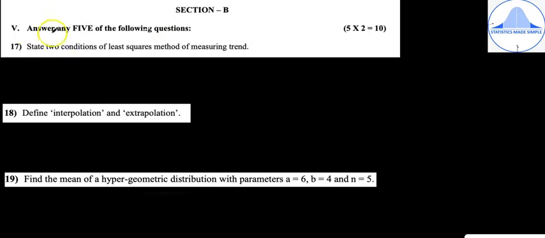Section B. Fifth main, answer any 5 of the following questions. 5 into 2 is equal to 10.